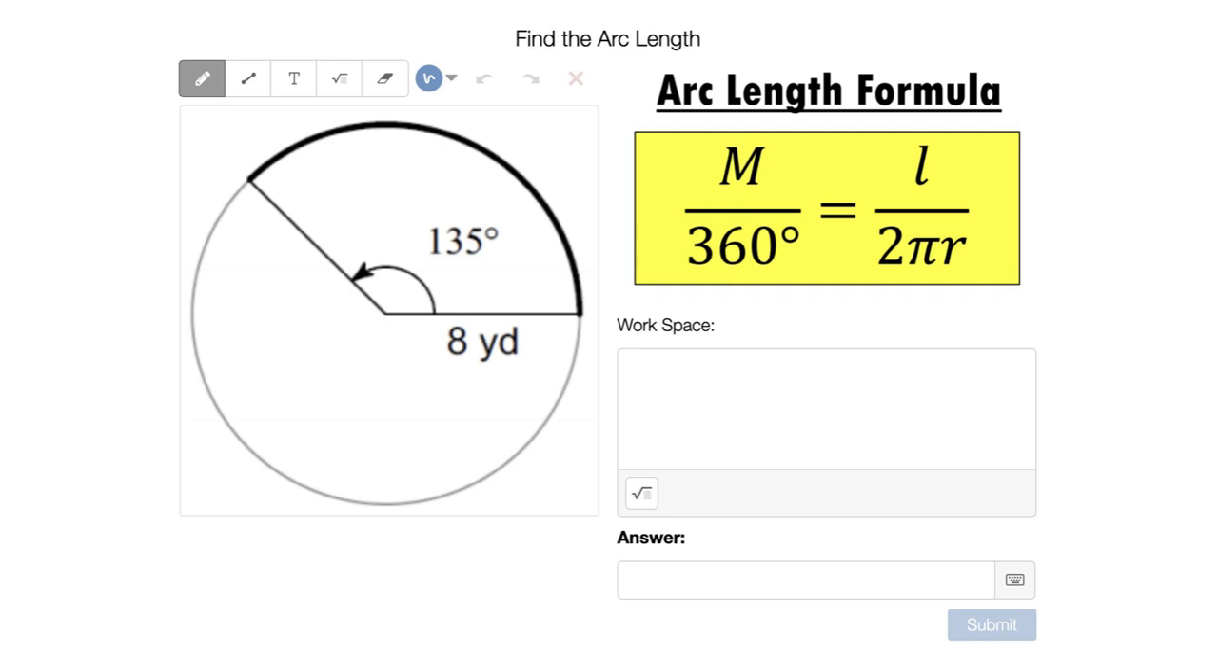Okay, so here we just have another practice problem. 135 is our degree, compares to degrees. Degrees equals length over 2 pi 8.